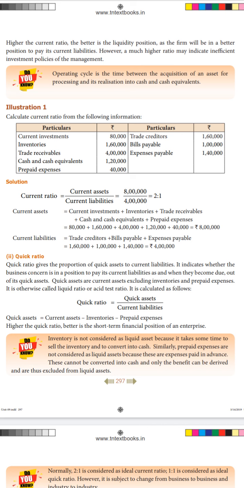So with this I'll complete today's session. You have to write your 3 mark answers, and I have even attached the formulas for current ratio and quick ratio. Copy these in your notebook.